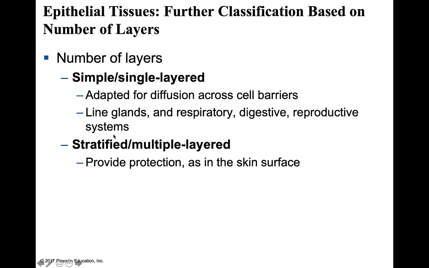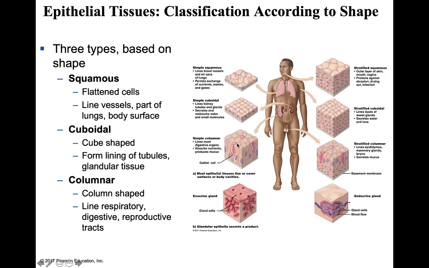Now, the other way is layers. So we can take a look back over here. I can have a single layer, as noted here. So these are simple overall. And then we can have stratified. As I add layers, the outer layer of the skin is a really good example, I now have a protective benefit. I'm not going to get a protective benefit from a single layer. So that's a covering, or it's going to be releasing some type of secretion. I want you to keep that in mind.